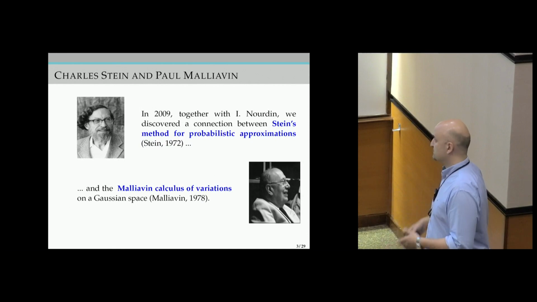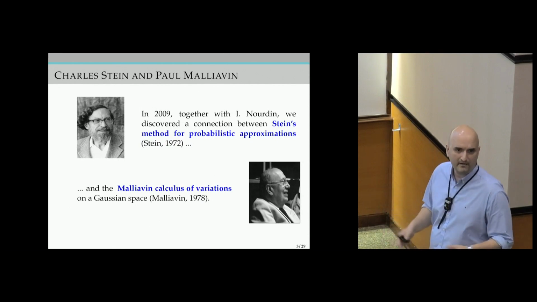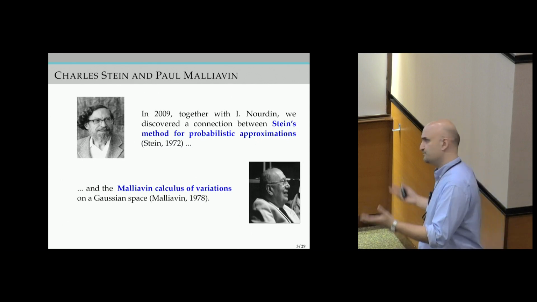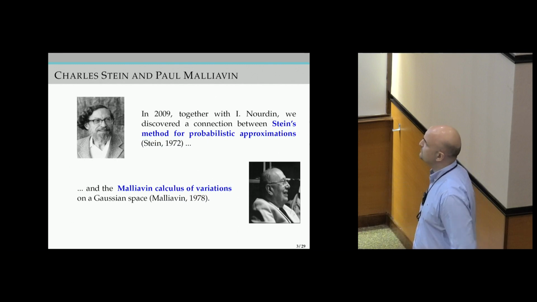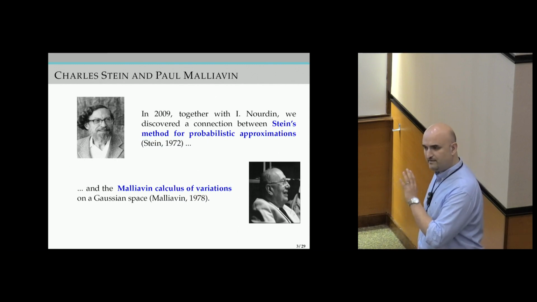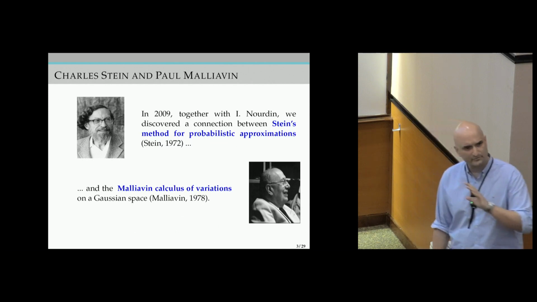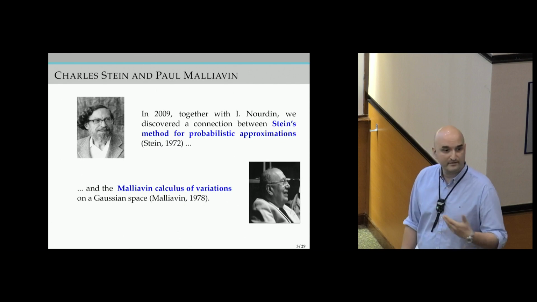And this calculus of variation has operators that act on functionals of Gaussian fields. And more generally, one can define a Malliavin calculus for more general objects like random measures, Poisson measures, but we were really focusing on Gaussian fields. And the connection between Stein's method and Malliavin calculus that makes the interaction between the two so natural is that both use in a very intensive way integration by parts formulas.